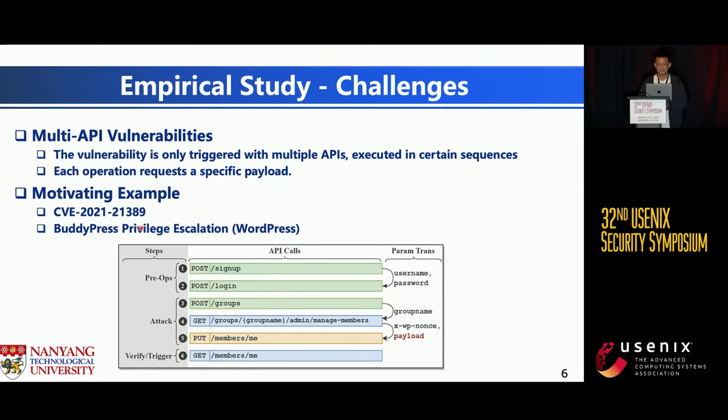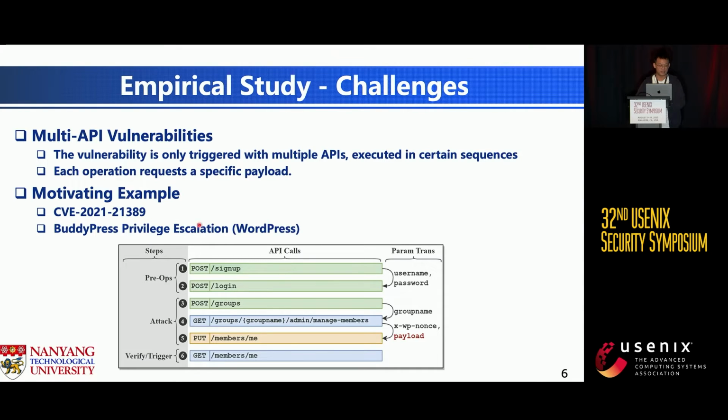Another key finding identified from the empirical study is that RESTful API vulnerabilities are usually multi-API vulnerabilities. So what are multi-API vulnerabilities? Essentially, these kinds of vulnerabilities cannot be triggered by only one single API call. Indeed, their triggering requires the execution of multiple APIs in a specific sequence. Furthermore, each operation within this sequence requires a distinct payload for triggering the vulnerability.